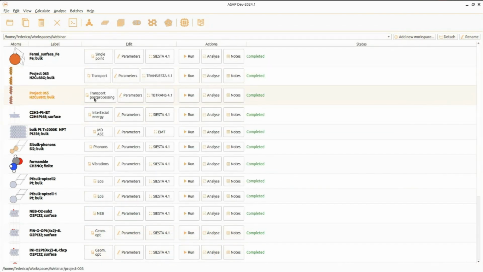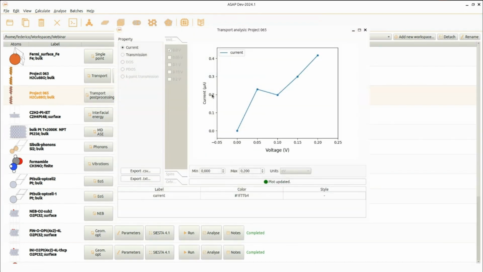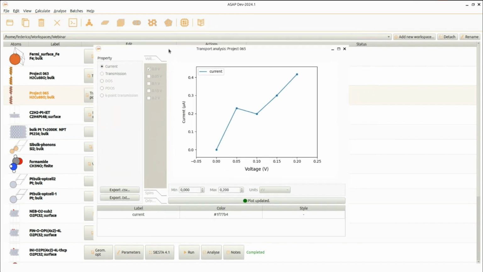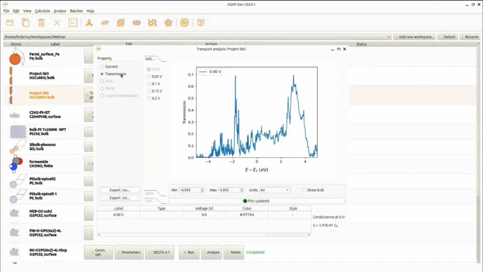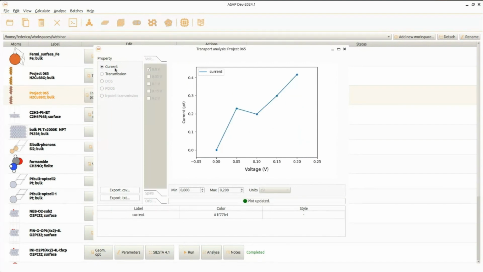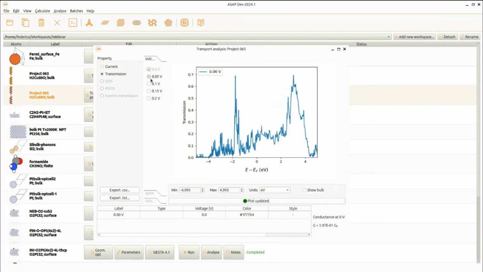We have then two transport projects. If you want to know everything about it, please check our previous webinar, in which my colleague Irina did an amazing job and explained each of these sections. In this case, I just tell you that we can calculate the classical IV curve, different voltages, and transmissions. The electrodes as well as the scattering region can also be visualized.